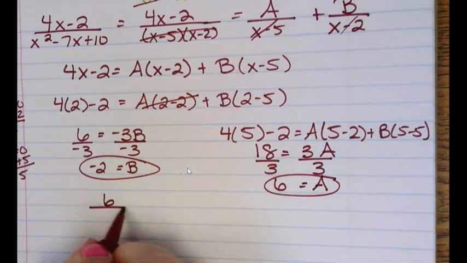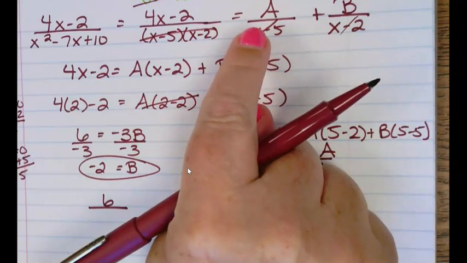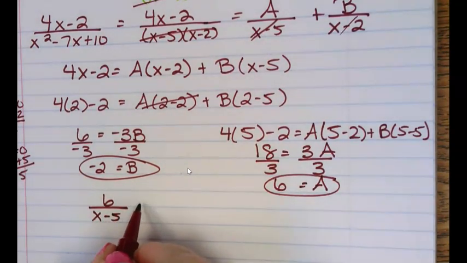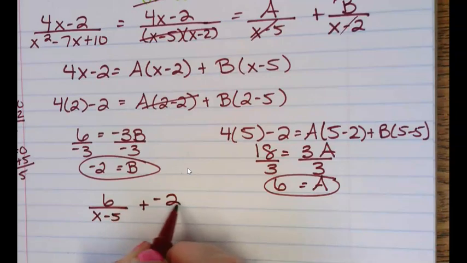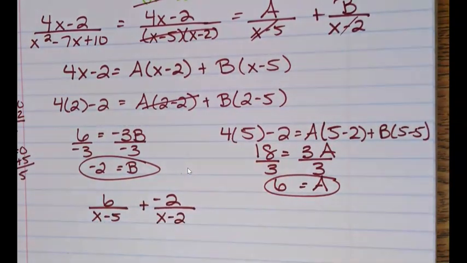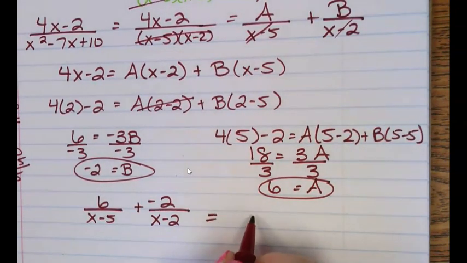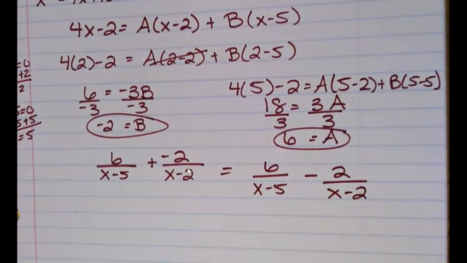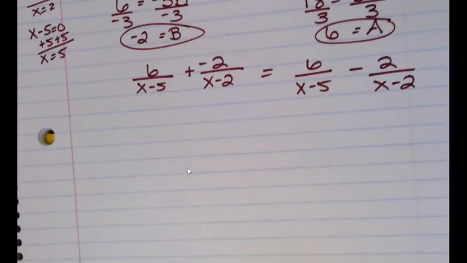So 6 over, go up here, you see how x minus 5 is under it? Plus negative 2 and the x minus 2. It could have gone 6 over x minus 5 minus 2 over x minus 2. I am so sorry about that. Same things mean the same thing. Okay.